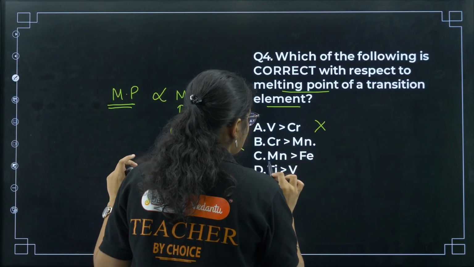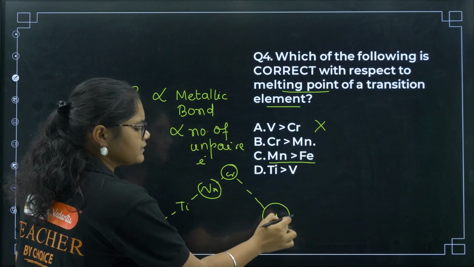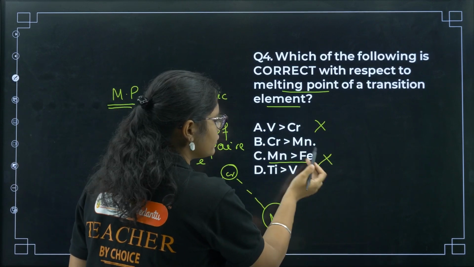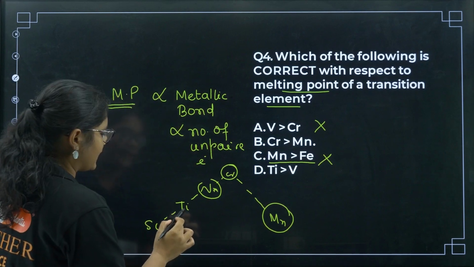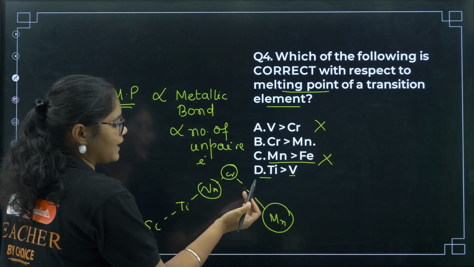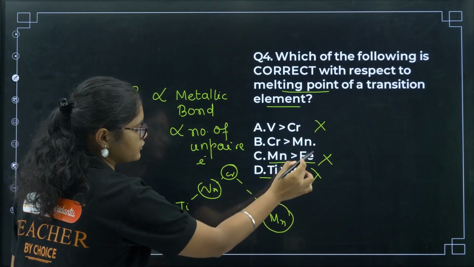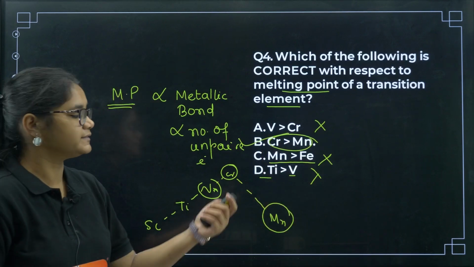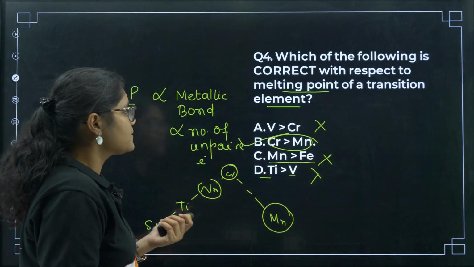Then manganese is the one having the lowest melting point, so manganese having more than Fe is also wrong. And vanadium will have more than titanium, so that relation is also wrong. Chromium having more than manganese is correct, so option B is the correct relation.